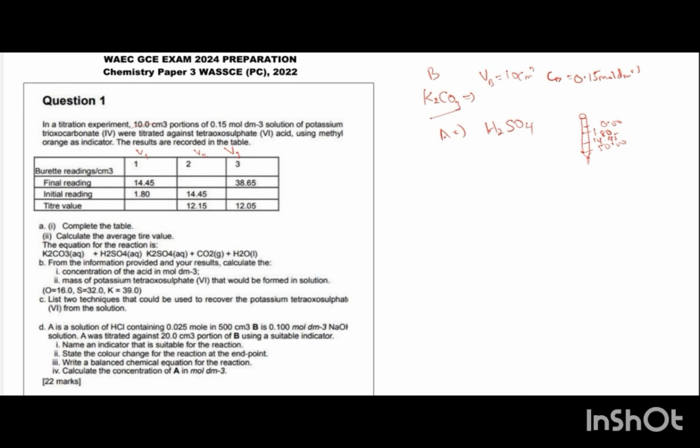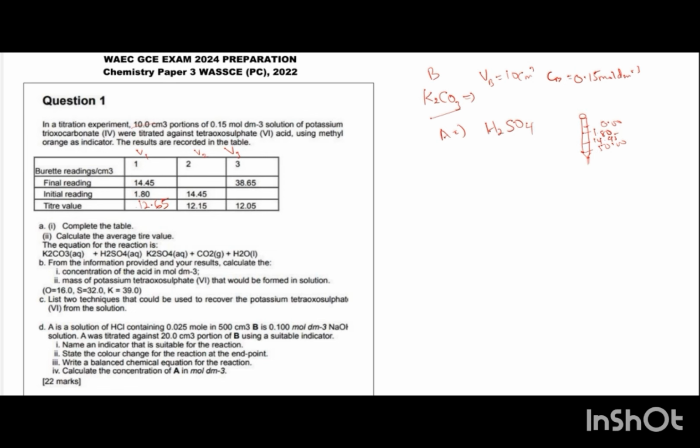I just wanted to get to the logic, so I might not repeat that again. So this one will be 14.45 minus 1.80, and we have 12.65 as the volume that was used.